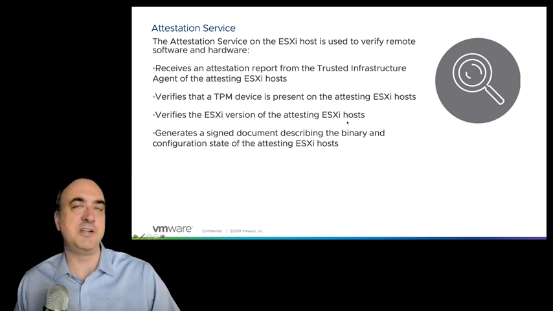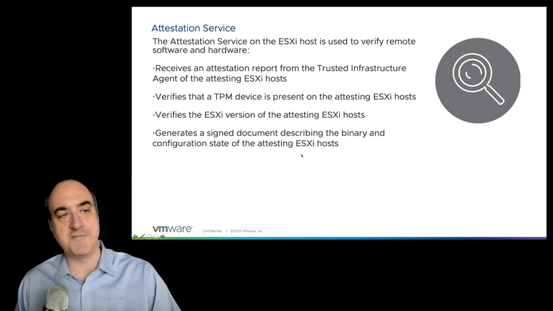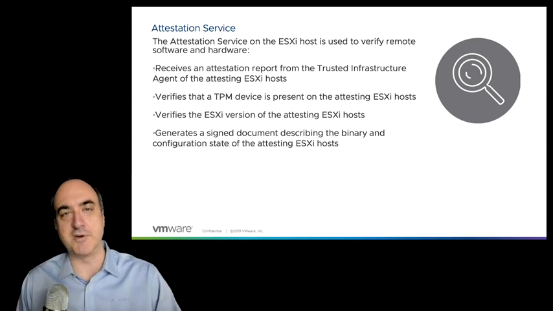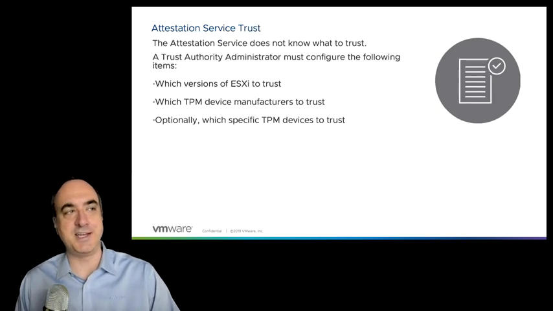You can set a limitation of which ESX servers will be supported for this, and it will generate a signed document describing the binary and configuration state of those attesting hosts and defining whether or not they're trusted. If they are, then we can run those trusted workloads on them. If they're not trusted, then no trusted service can run on that host. The attestation service trust is the configuration that we're defining on the attest-D daemon that sets which versions of ESXi can be trusted, which TPM device manufacturers to trust, and even which specific TPM devices to trust.